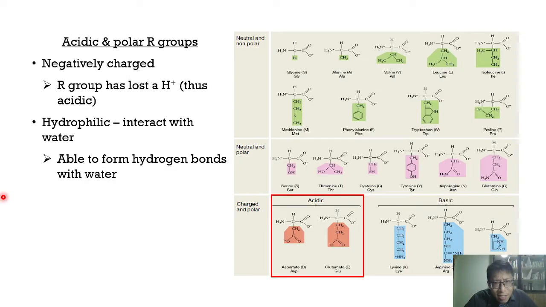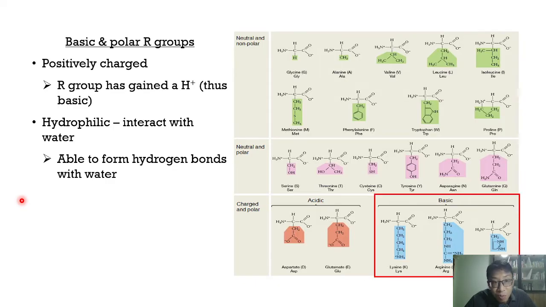Then we have the acidic and polar R groups. Acidic, so you can see that the R groups are charged, negatively charged. They are negatively charged because they have lost a H+. Okay, so therefore they are described as acidic because they have released a H+ to become negatively charged now. Okay, they are polar, so therefore they are hydrophilic.